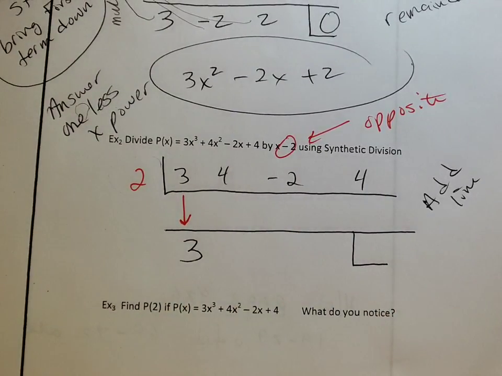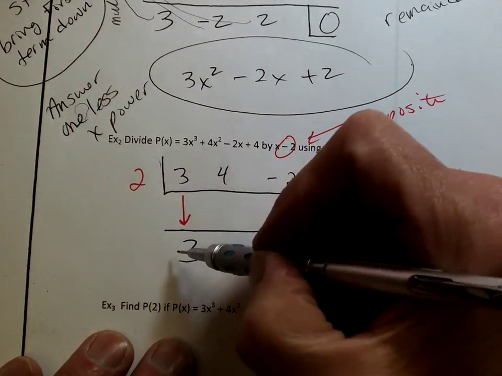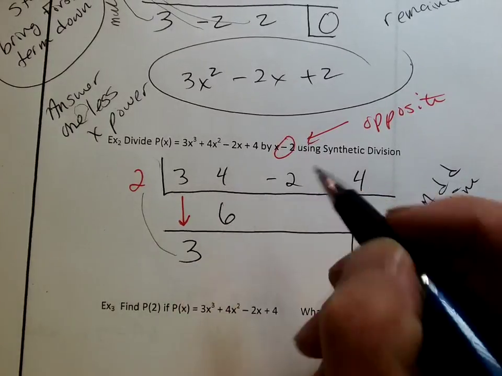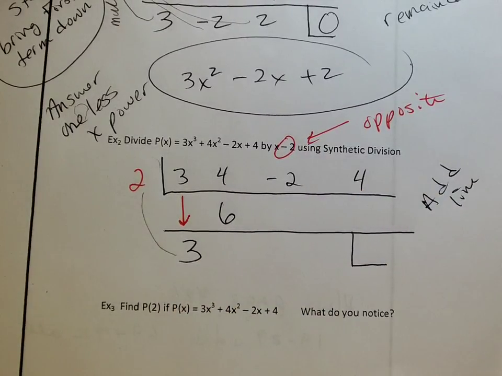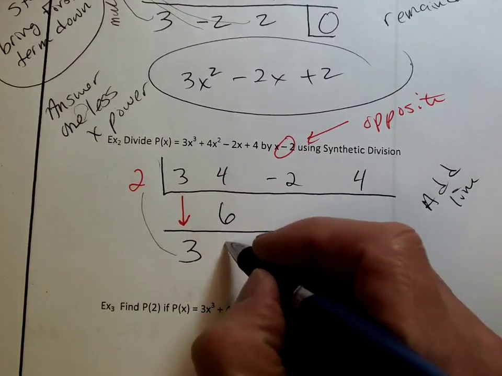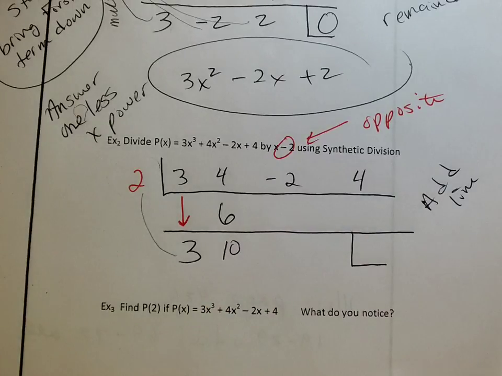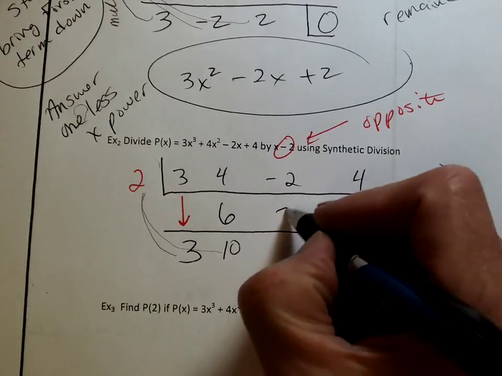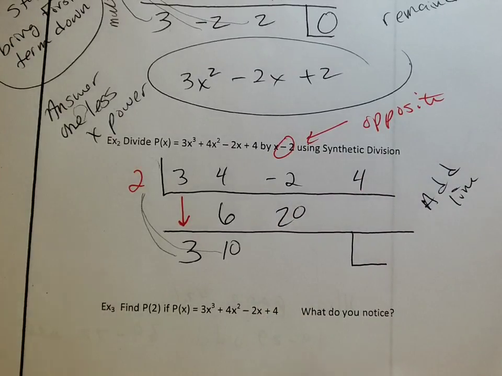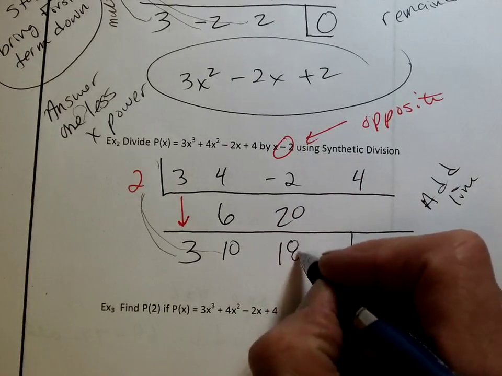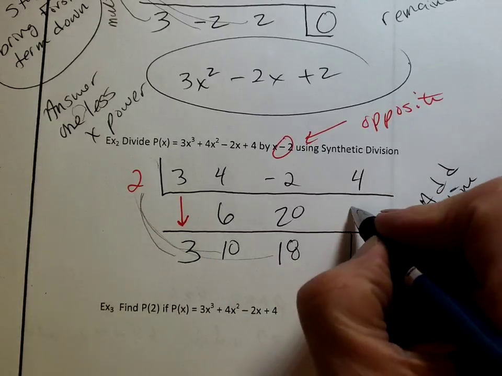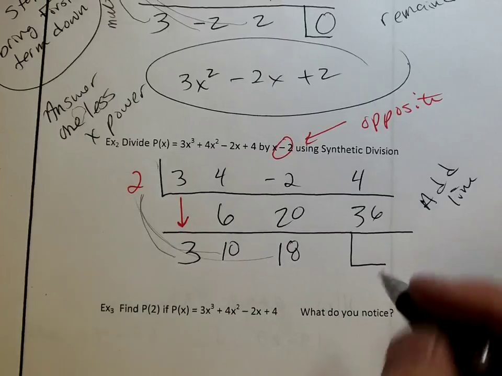And then what? You multiply, and we get a 6. And we add, because it's my add line, I get a 10. And then what do I do next? Multiply. I get a 20. And then you add, and you get 40.